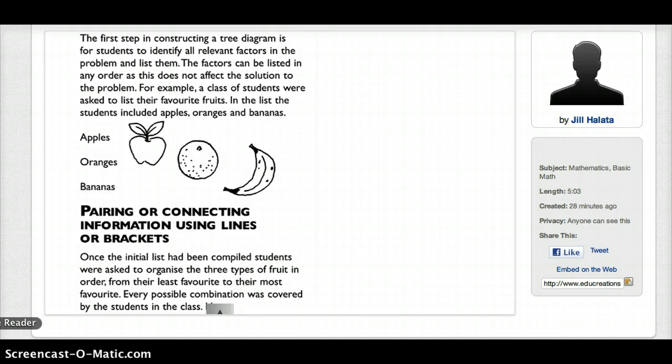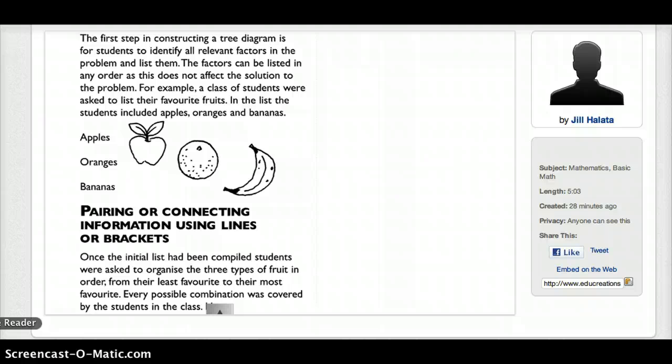For example, if a class of students were asked to list their favorite fruits, the list the students include apples, oranges, and bananas. The next thing is what the question is about. Once the initial list has been compiled, the students were asked to organize the three types of fruits in order from their least favorite to their most favorite, and every possible combination was covered by the students in the class.